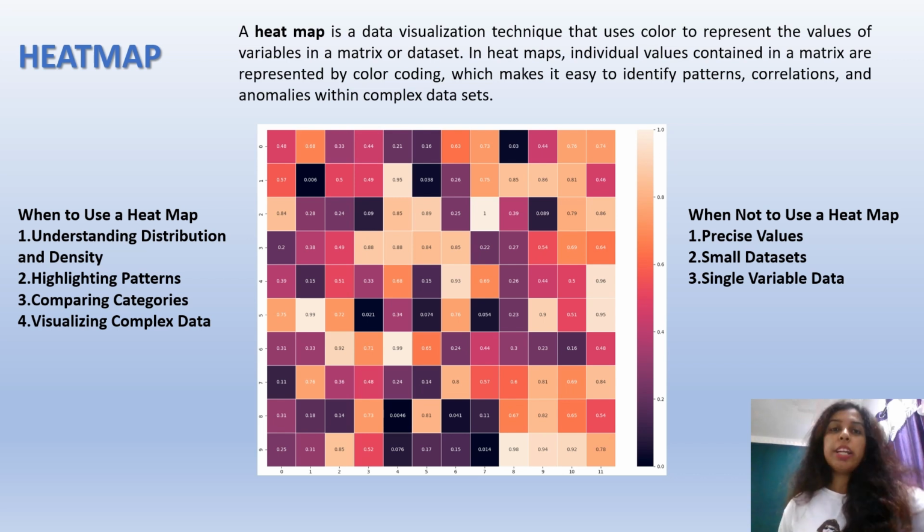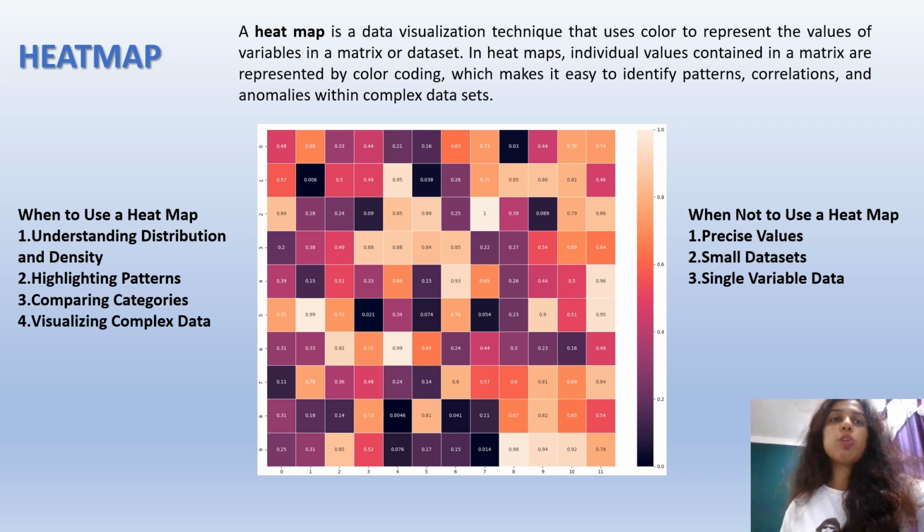When dealing with small data sets, a heat map may not provide much value, and a simpler visualization like bar or line might be more effective. Heat maps are designed to compare across two dimensions. If you are working with a single variable or need to show distribution over a single axis, other visualizations like a histogram might be more suitable.